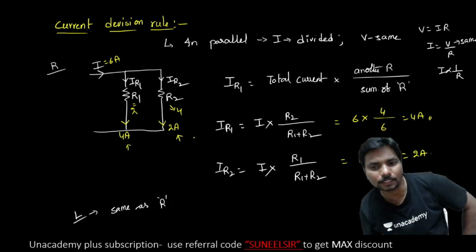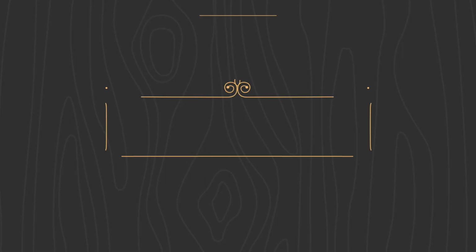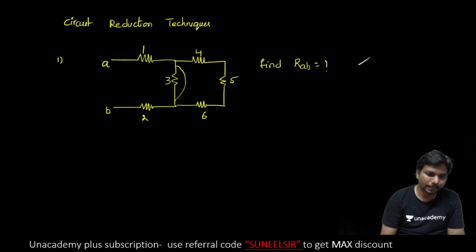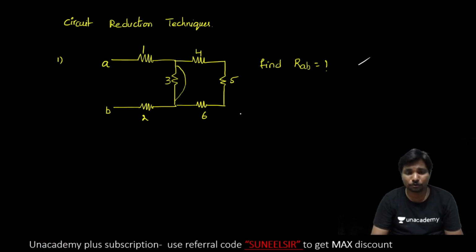So like that, the current is divided as per the resistance values and as per the capacitance values. Now the circuit reduction technique problems. These are very frequently repeated problems. First of all, try the problem yourself. After that I will explain, then check with my answer.